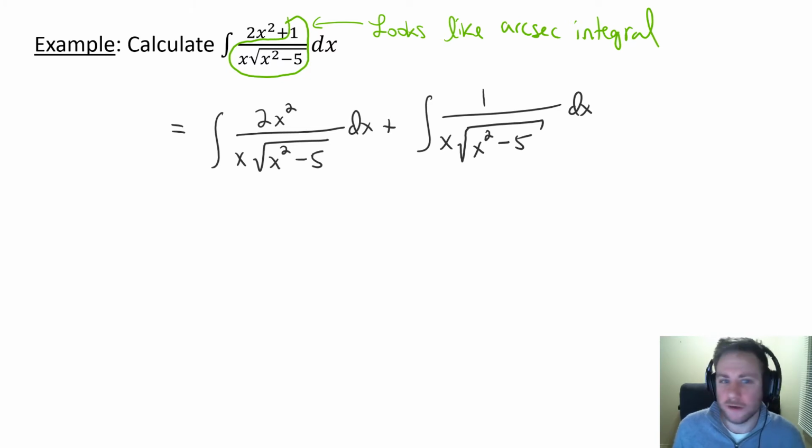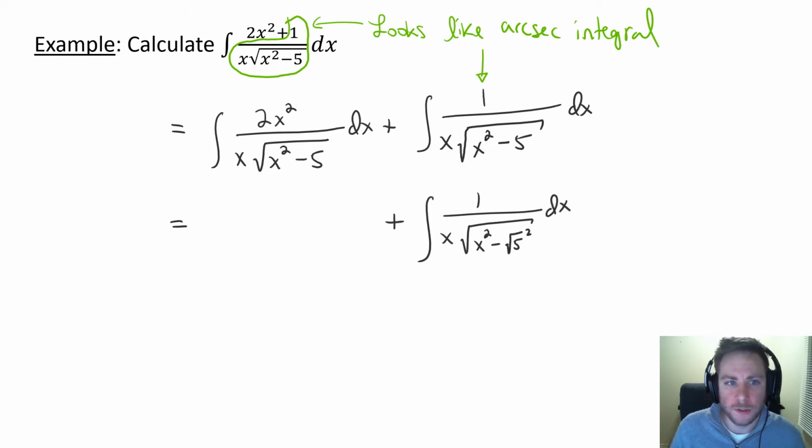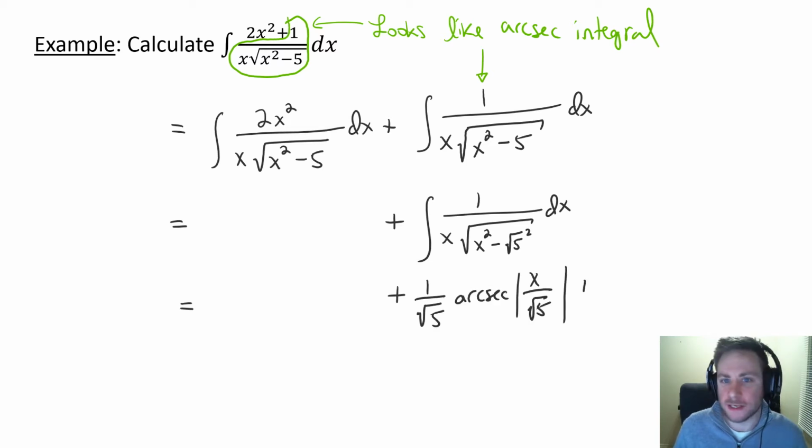Remember that the entire reason I broke up my fraction was because I noticed the second term looks like the arcsecant integral. And to make that more obvious, you could emphasize the difference of squares under the square root. This shows that the a value would be root 5 in this case. So according to the formulas given earlier, we can see this as 1 over root 5 arcsec of the absolute value of x over root 5. That takes care of the second term.